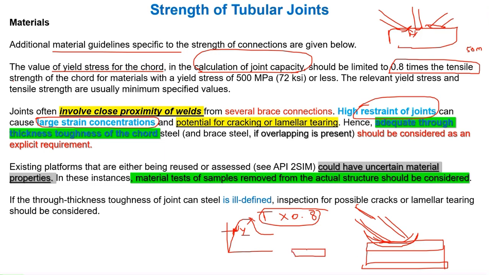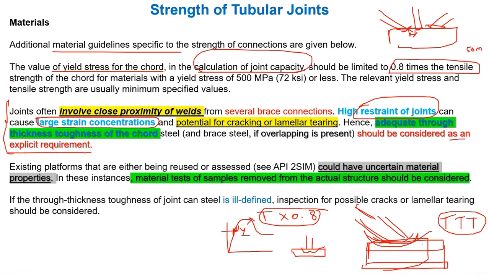This is the thickness of the tubular can member. This is the brace member. It should not tear like this. Because of this large strain concentration, there is a possibility of cracking or lamellar tearing. To avoid that, adequate through-thickness toughness of the can steel should be considered as an explicit requirement. It means whenever we are ordering material, we need to tell that for this can member, the material should have the through-thickness toughness requirement. They call it TTT, through-thickness toughness requirement. Then only it will not break through cracking or lamellar tearing. That's what these sentences mean.